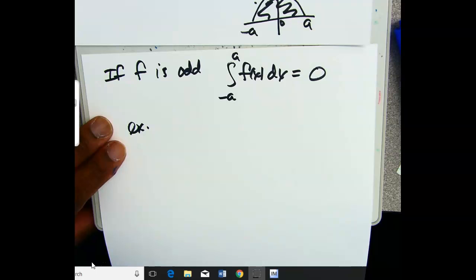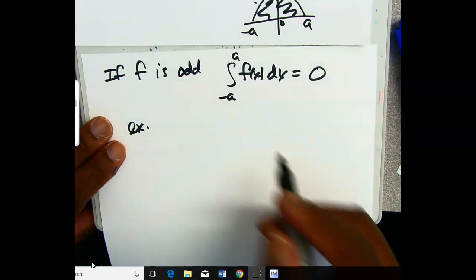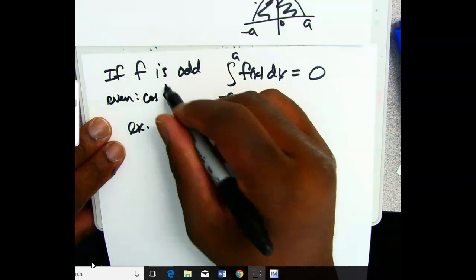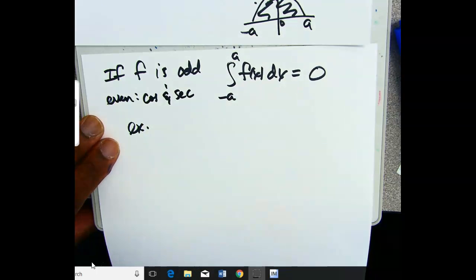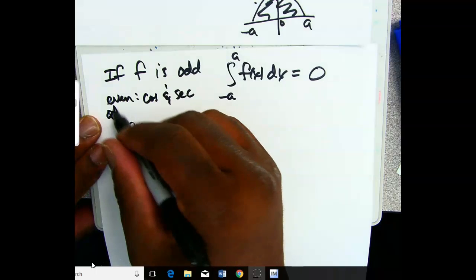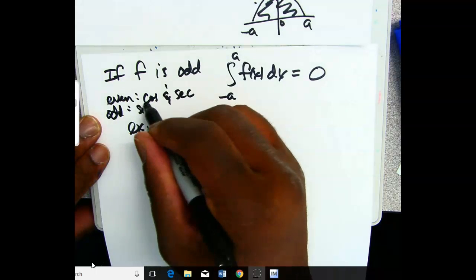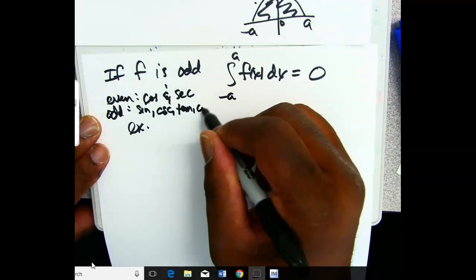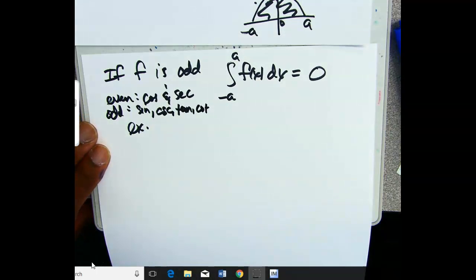So who is cosine married to? So cosine goes with secant. So cosine and secant are even, and the other 4 are odd. So your odd functions are sine, cosecant, tangent, and cotangent. Those are your odd functions.